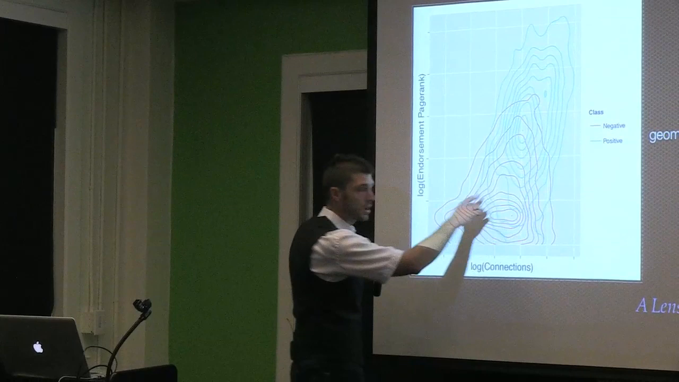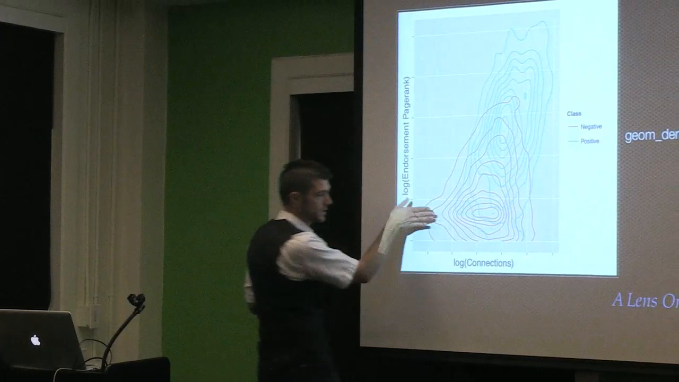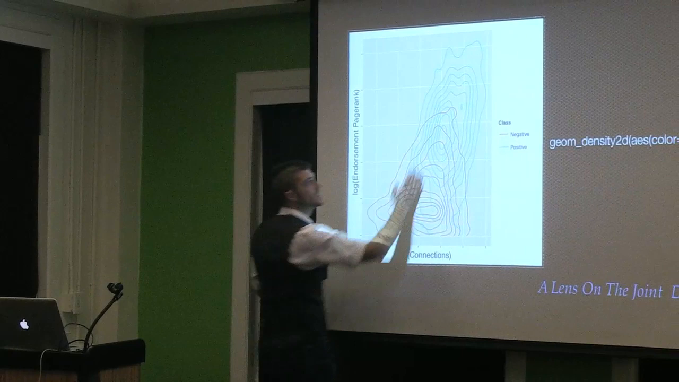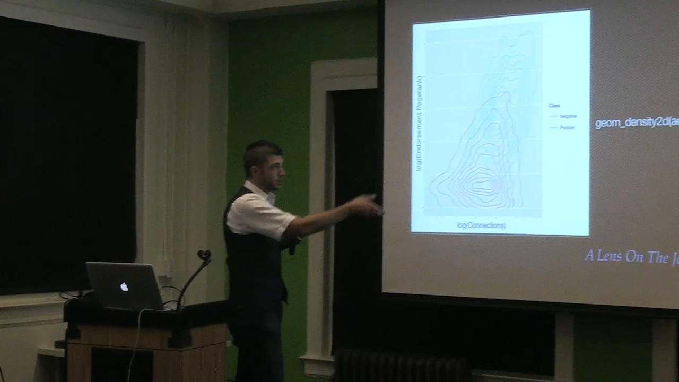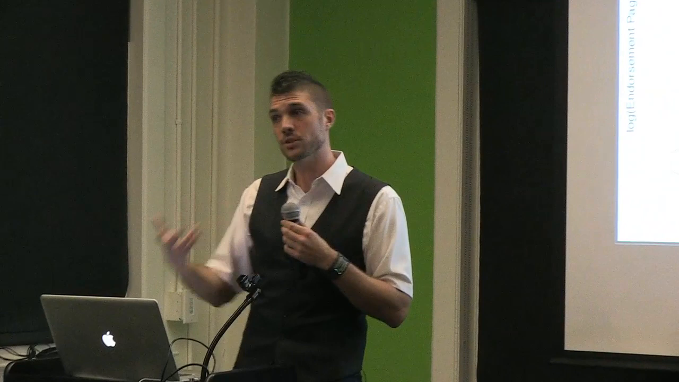And so here we see that in the negative class, the correlation coefficient is much lower. And in the positive class, you see a somewhat meaningful correlation between connection count and endorsement page rank. And so a hypothesis that shakes out of this is that the people in the positive class are more effective at turning potential social capital into actual social capital in the form of endorsements. And so this now is an insight into the behavior of the system.